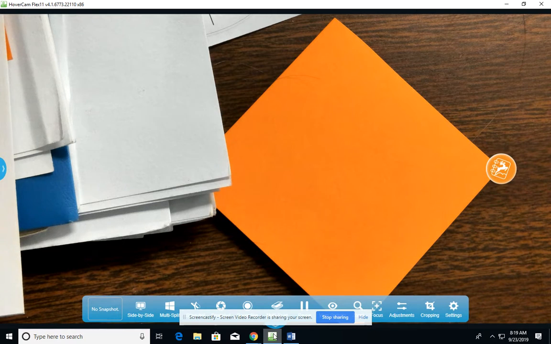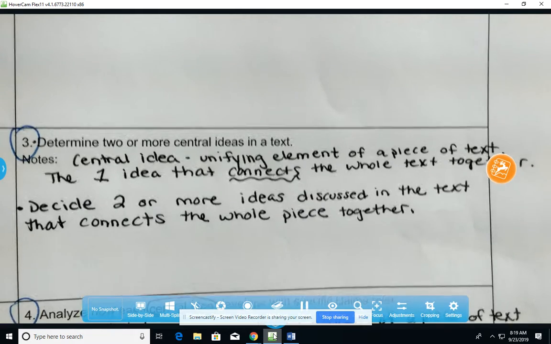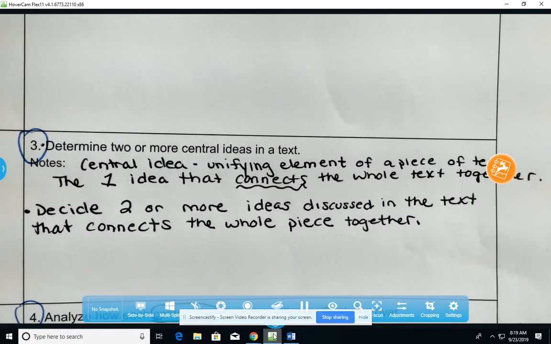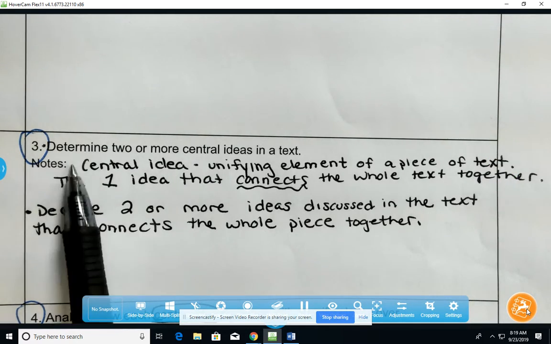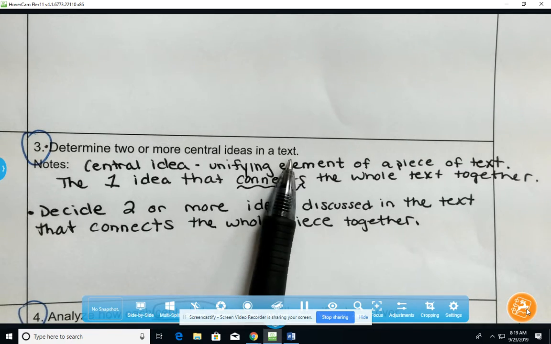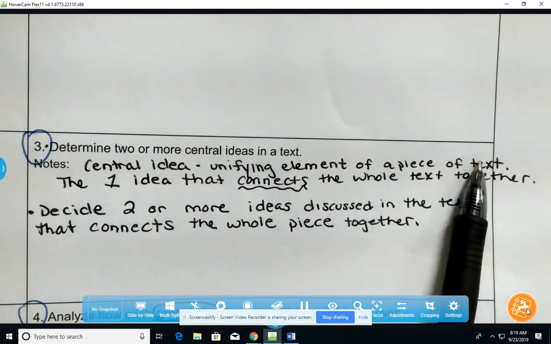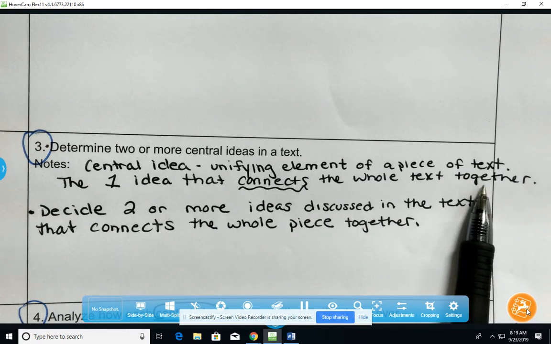So what questions does this in fact tie into, or learning targets does this in fact tie into? It ties into 3 specific learning targets, and this is the first time we're in the informative writing packet. So within the informative writing packet, this first phase of reading ties into learning target number 3, to determine 2 or more central ideas in a text. A central idea is that unifying element of a text. It's one idea that connects the whole text together.